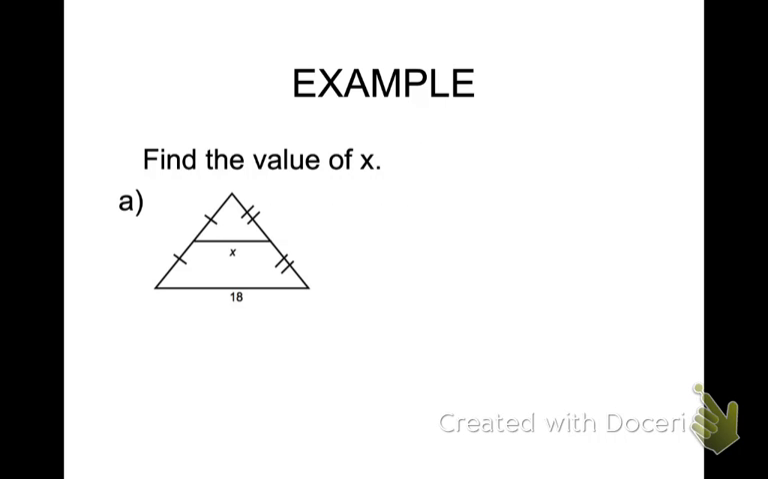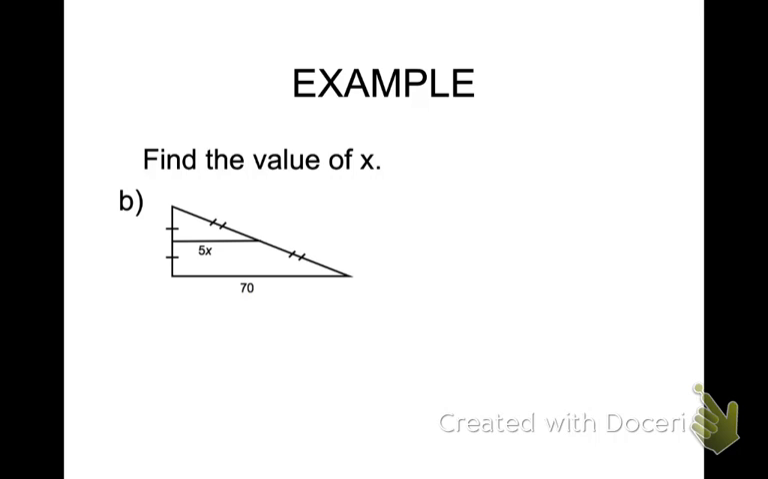So let's go ahead and find the value of x. So x is on the mid-segment. Clearly x is smaller than the third side, which is 18. How much smaller? It's half. So x is going to be equal to my third side cut in half, which is 9.